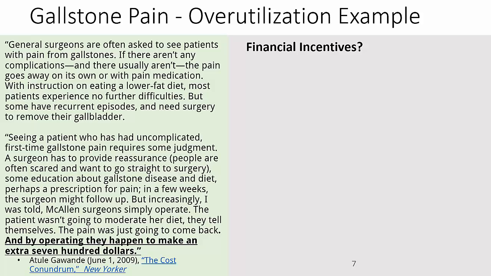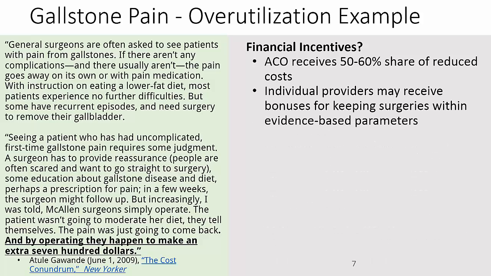As the population gets older and lives with more complex conditions, even in a prevention-focused health system, there will still be a demand for specialist services. But it creates some questions as to what an ACO will need to do to get specialists to buy in if the system may be focused more on reducing reliance on specialists. So as we covered before, an ACO gets a share of the savings it achieves, and providers may get a bonus for keeping surgeries or surgery referrals within evidence-based parameters. But providers also still get the fee-for-service payment.